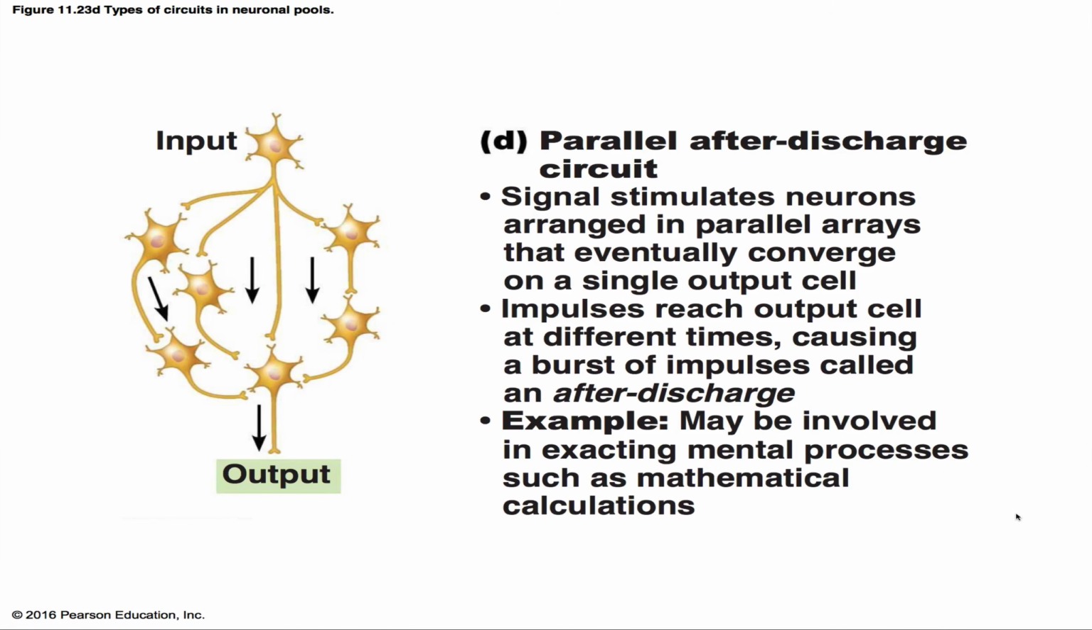In parallel after-discharge circuits, the incoming fibers stimulate several neurons arranged in parallel arrays that eventually stimulate a common output cell. Impulses reach the output cell at different times, creating a burst of impulses called an after-discharge that lasts 15 milliseconds or more after the initial input has ended. This type of circuit has no positive feedback, and once all the neurons have fired, circuit activity ends. Parallel after-discharge circuits may be involved in complex, exacting types of mental processing, such as mathematical calculations.